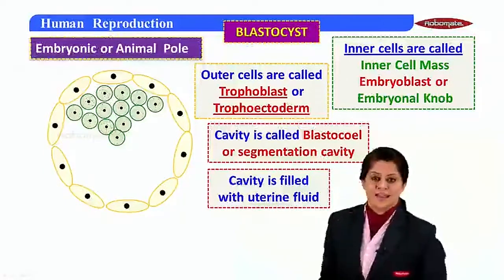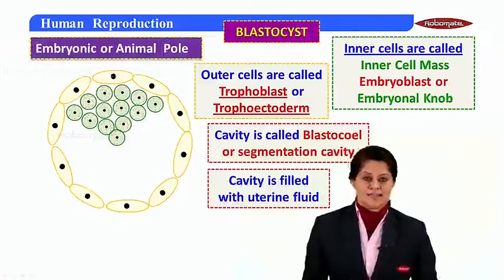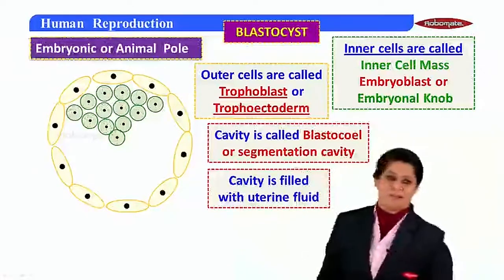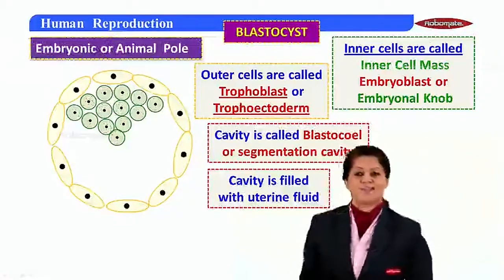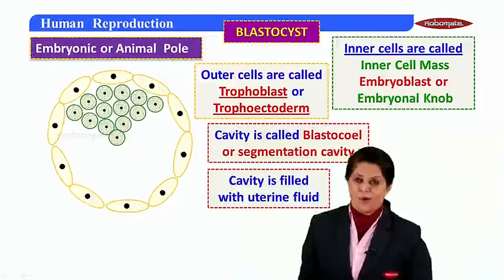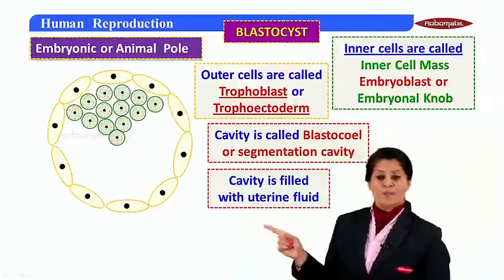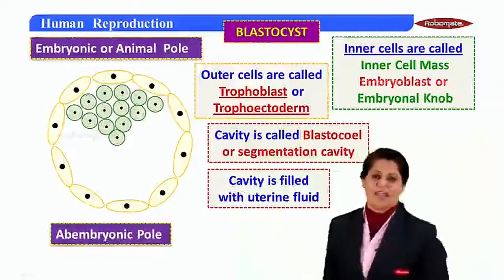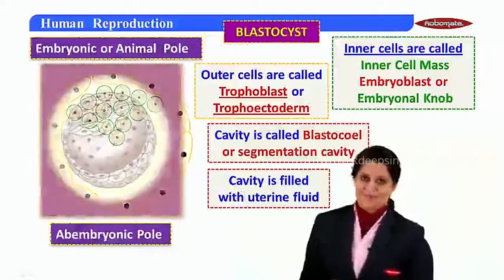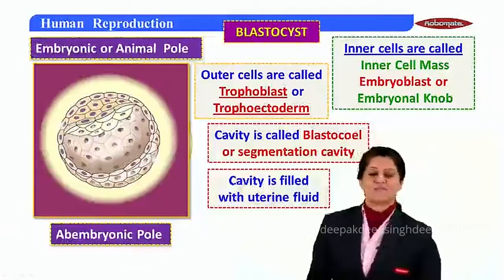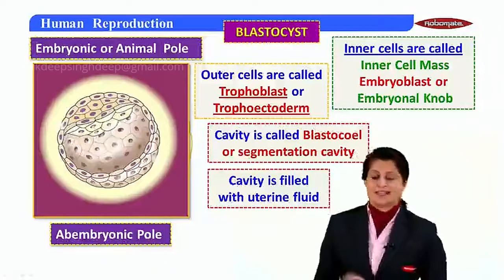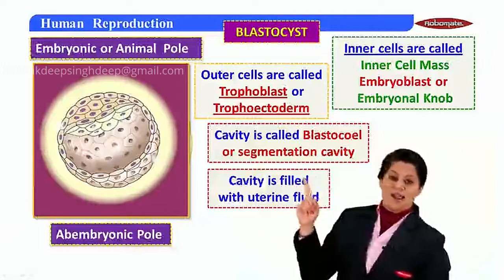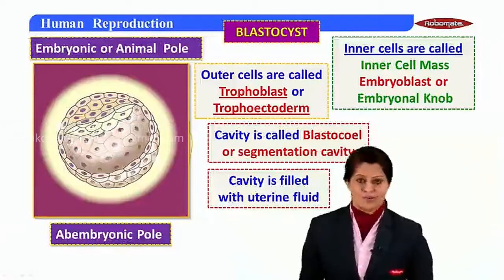The end where the embryoblast is present, that group of cells is present, students, that end is known as embryonic pole or animal pole, and the opposite end here is called abembryonic pole. This is the structure, students, which we will be studying in detail. Blastula, called blastocyst also.